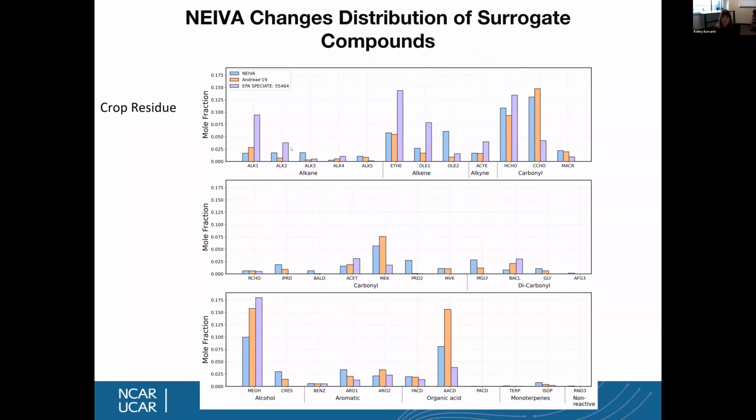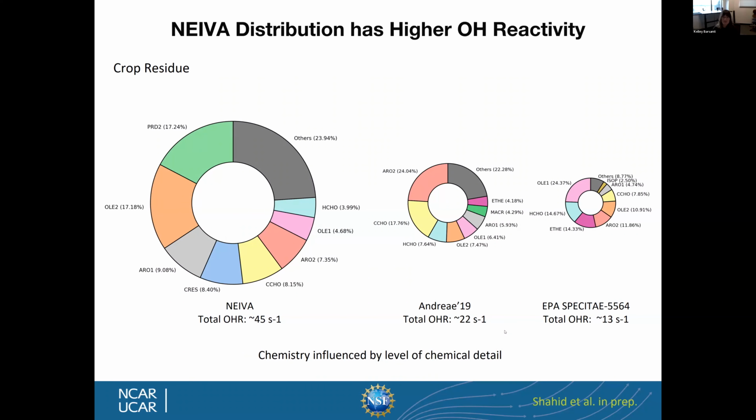Finally, when these compounds are mapped to their surrogate model species, again, if you just look at the height of the bars and the different colors, this is not the number of compounds, it's mole fraction. So we get really different distributions, and that has implications for chemistry. This is probably the last slide that I feel like I need to show.